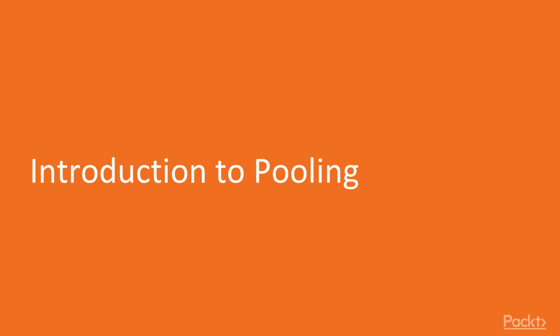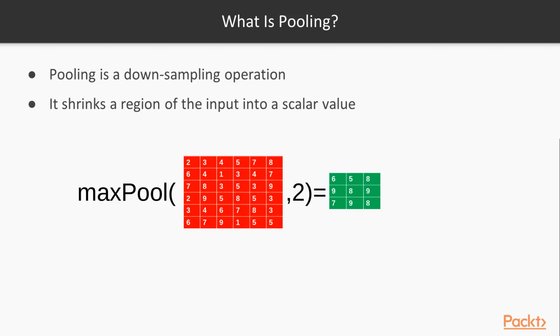This first video is an introduction to pooling. So what is pooling? Pooling is effectively a downsampling operation. Often as we go through the network, as we do a forward pass, we want the dimensionality of the tensor to shrink as we move along. Often we start with a high dimensional image, and at the end we want a low dimensional vector that represents the classification. Often these are 10 dimensions if you've got 10 classes. And what pooling does is essentially shrink a region of the input into a scalar value.